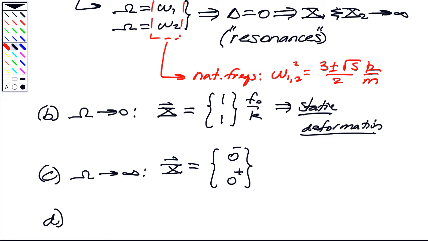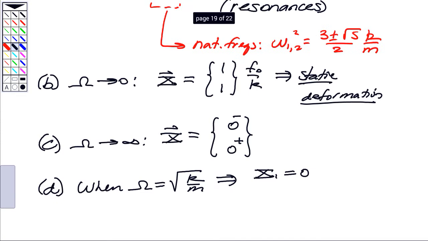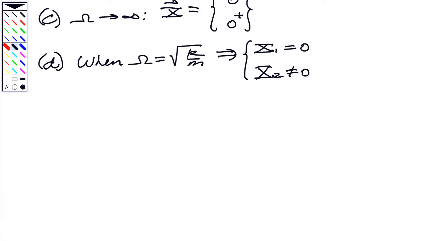And the last observation is an interesting one, I think. When omega is equal to the square root of k over m, what we have is x1 ends up being 0, and x2 is not 0. So it turns out that at that excitation, the block on which we apply the force is at rest, yet block 2 is moving. Interesting result, I think. But what I'm going to do is use those results to make a plot of x1 and x2.